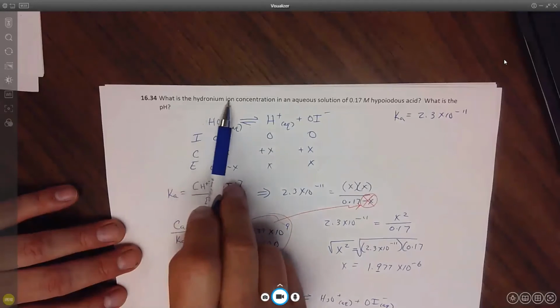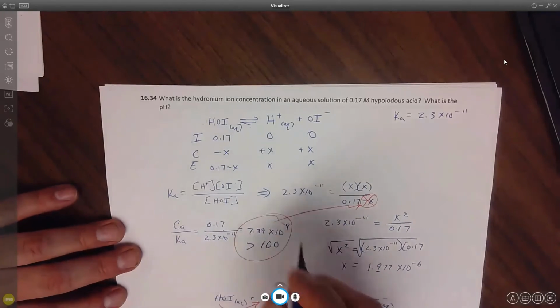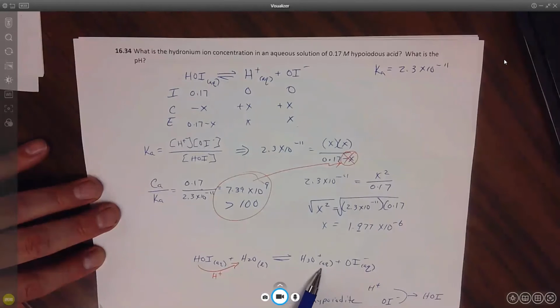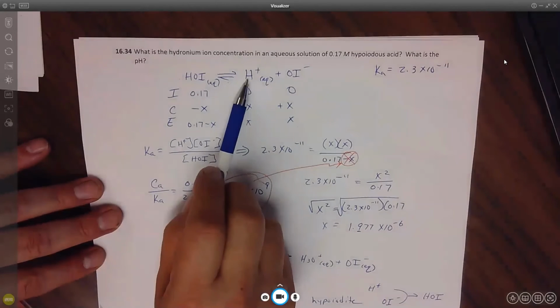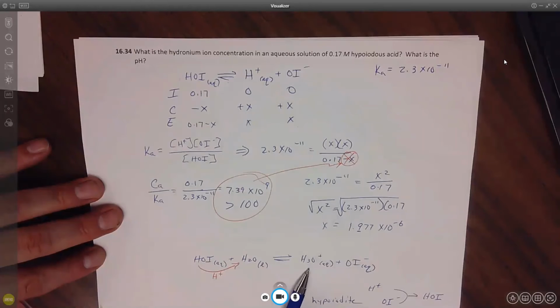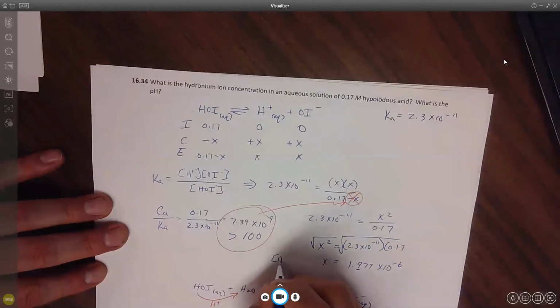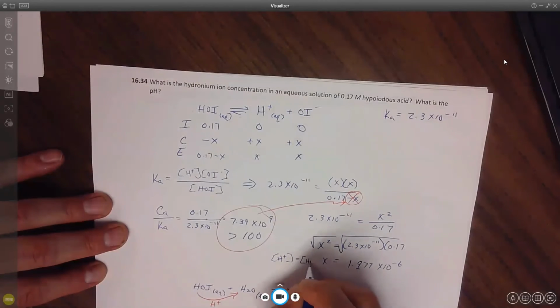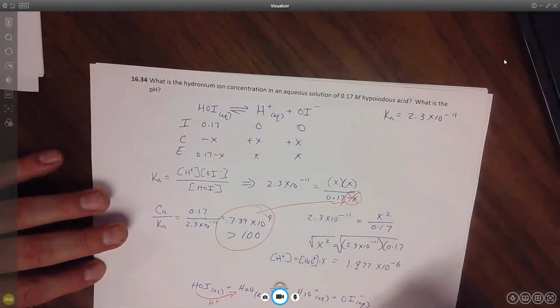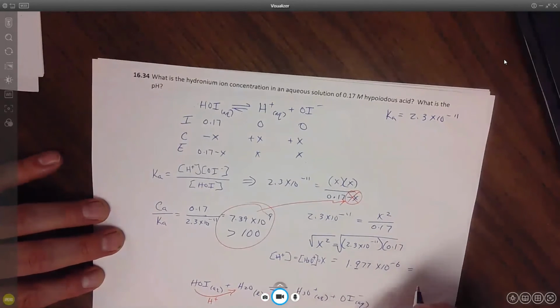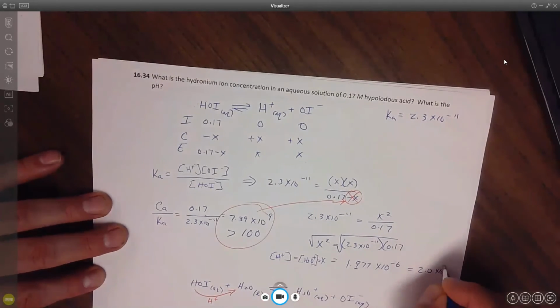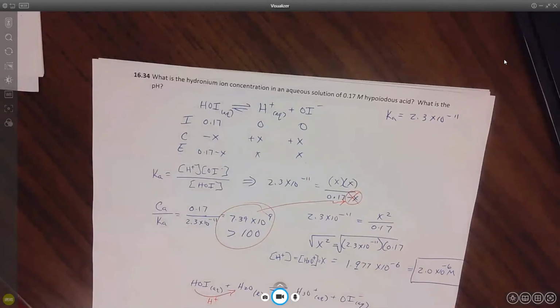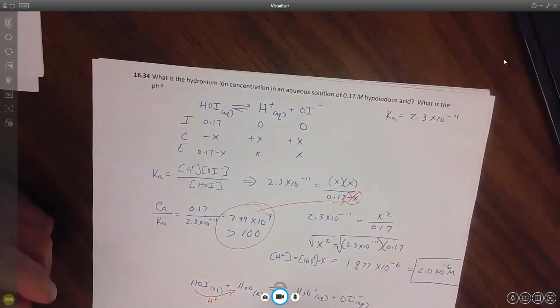It asks, what is the hydronium ion concentration? Now, hydronium ion really is this, right? But again, we know that the hydrogen ion really only exists as the hydronium ion. So again, we know that the H plus in our formula here is really the hydronium ion. And so the hydronium ion concentration then, to the correct sig figs and rounding, will be 2.0 times 10 to the negative 6 molar. Any questions with that so far?